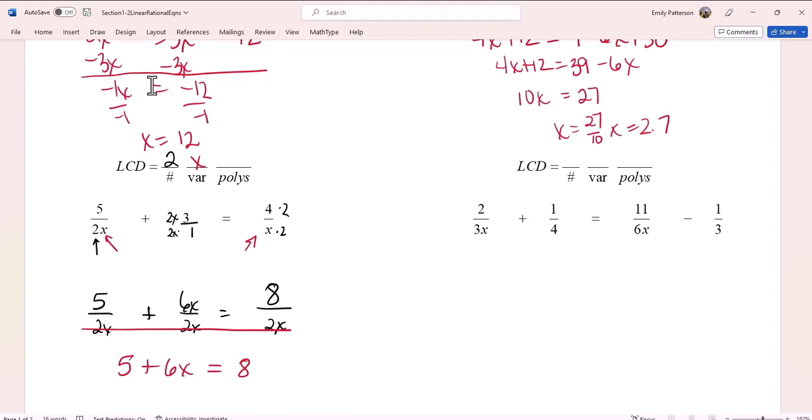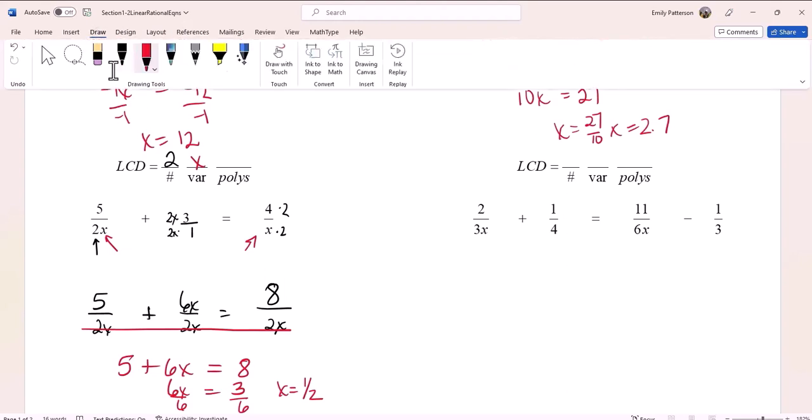And then again solving. So 6x is equal to 3, subtracting 5 from both sides, and x is not equal to 2. Remember, we divide by the coefficient of x. So x is equal to 3/6, or 1/2. Okay, so now we're going to look at the next one.